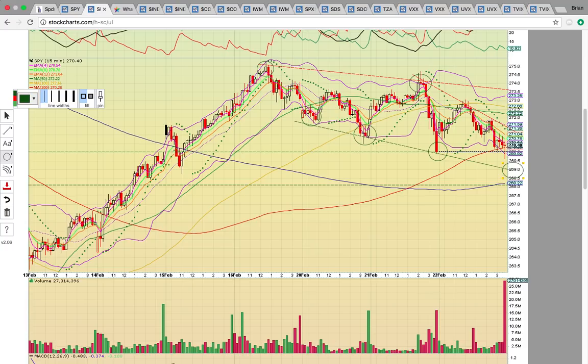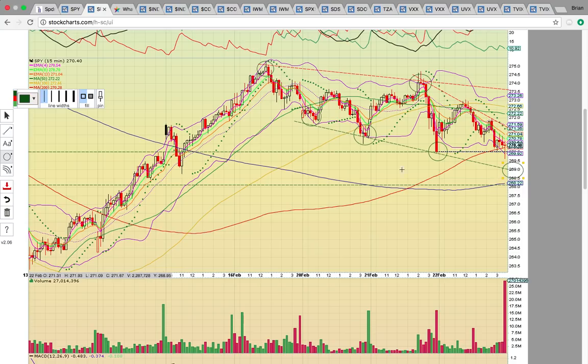And so right now, if you get a drop below that 200 simple moving average, that's going to be your downside risk signal. And then you're looking at the 300-day simple moving average down here at 268, the blue line. That would be the next major support level.